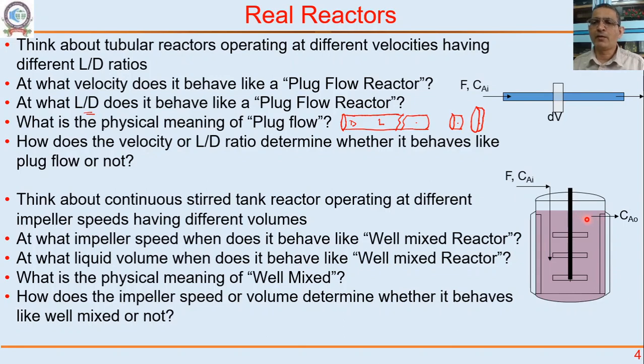When we say well mixed reactor, what we mean is concentration everywhere inside, whether it is here or here or here, is the same. Concentration is the same, and therefore it is equal to the outgoing concentration. Suppose we want to operate this impeller at, let's say, 100 rpm, or 50 revolutions per minute, or 500 revolutions per minute. So at what rpm will this reactor behave like a well mixed reactor?